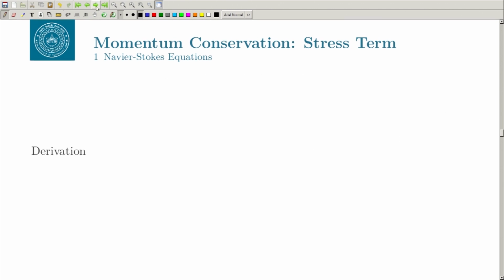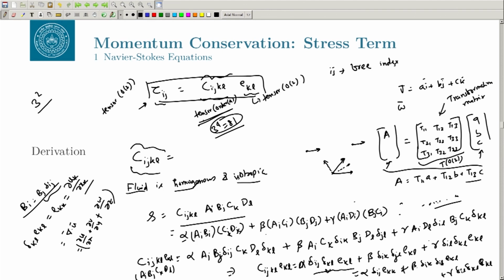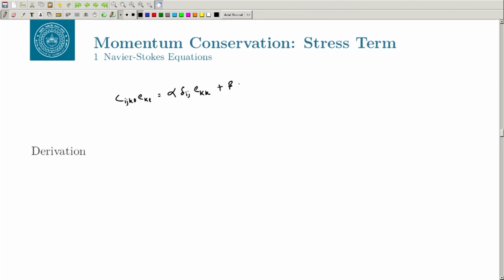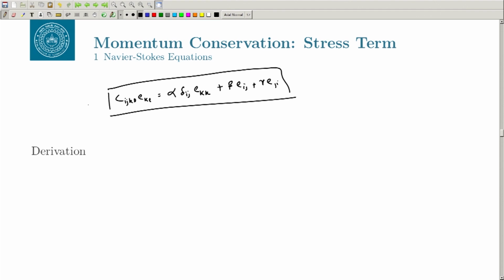So, if you do the further contraction, you will have C I j k L into E k L will be alpha delta I j E k k, right, plus beta, you can contract it here, both L and k will be contracted, okay, and what we will get is basically E I j plus gamma E j I, right. This is the expression that you got, okay. This is nothing but your tau I j, okay.